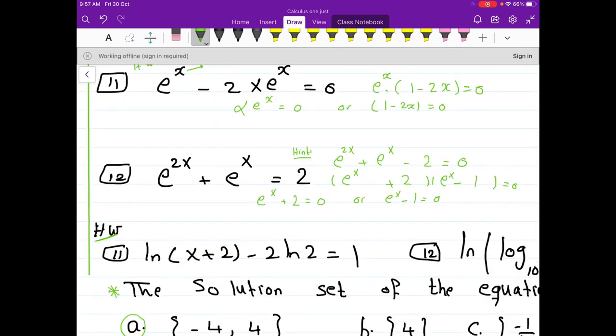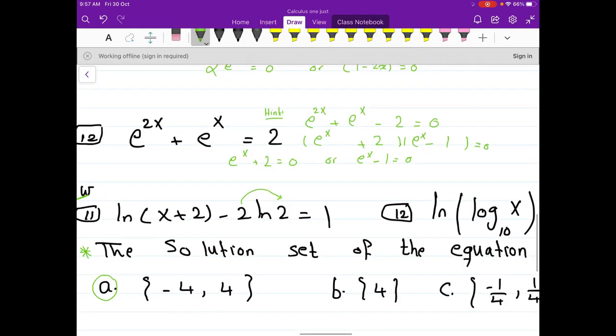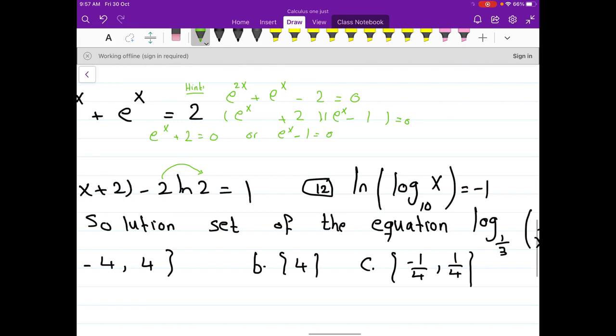And also ln(x plus 2) minus 2 ln 2 equals 1. To solve this equation, first you write 2 as a power, ln 4. And you can solve this one.